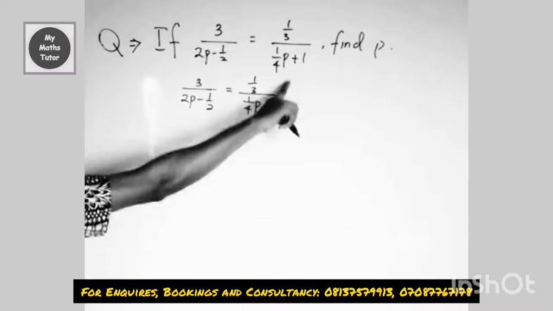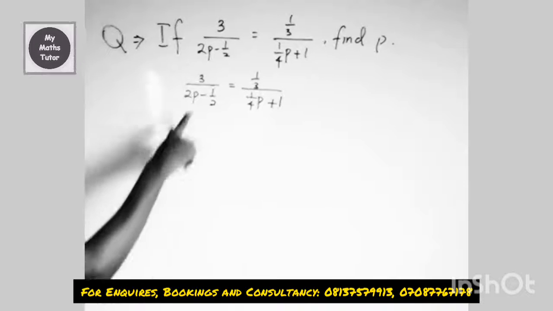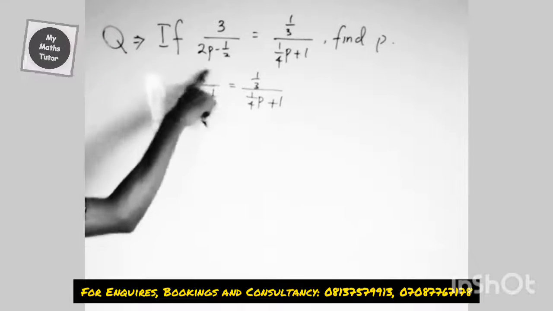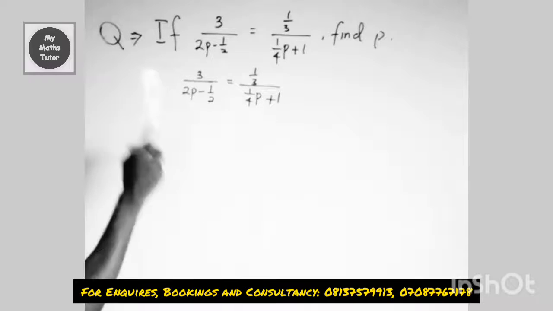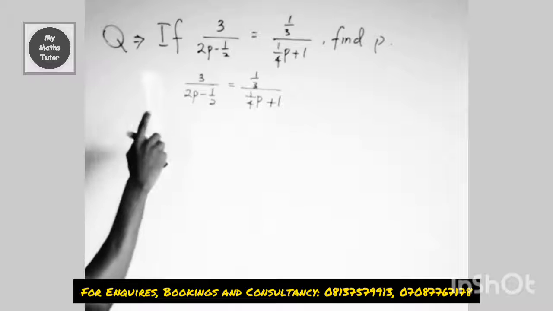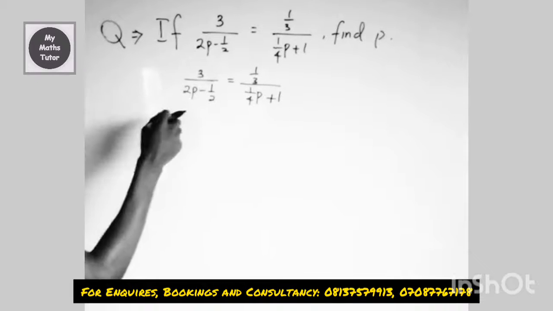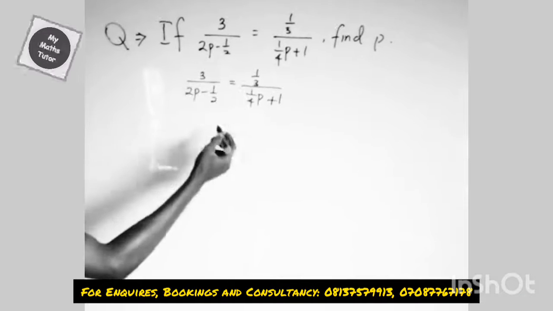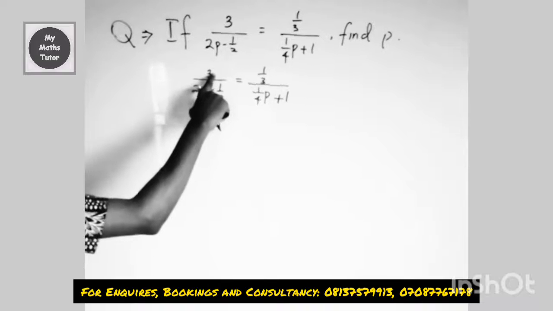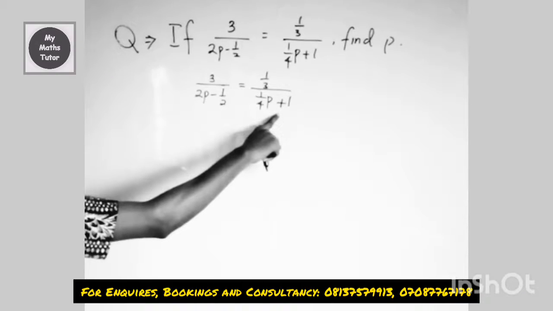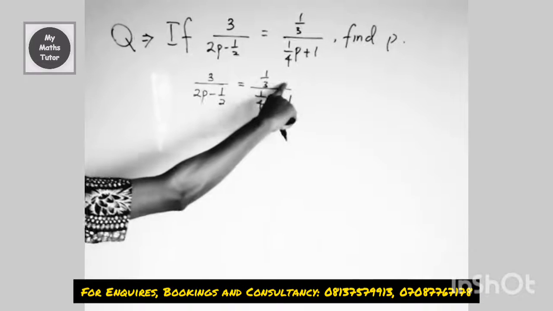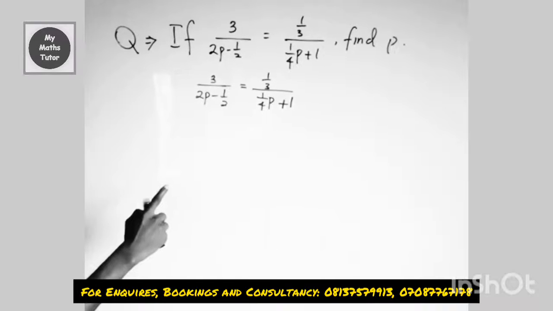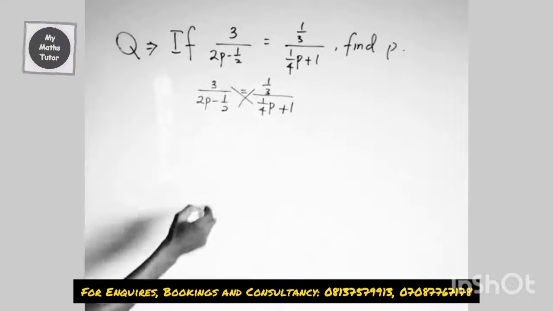Now when you look at this, you see that this is an algebraic fraction. We have an algebraic fraction on both the left hand side and the right hand side. In other words, the algebraic fraction on the left is equal to the algebraic fraction on the right, and we are told to find the value of p. So how do we go about this? Follow closely. This is the numerator. We are going to cross multiply it with this denominator, and this denominator we are going to cross multiply with this numerator in order to get the value of p.